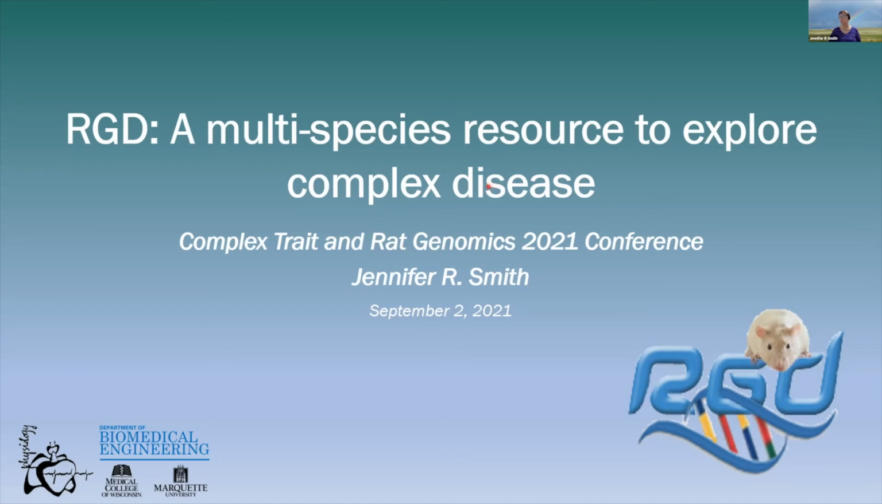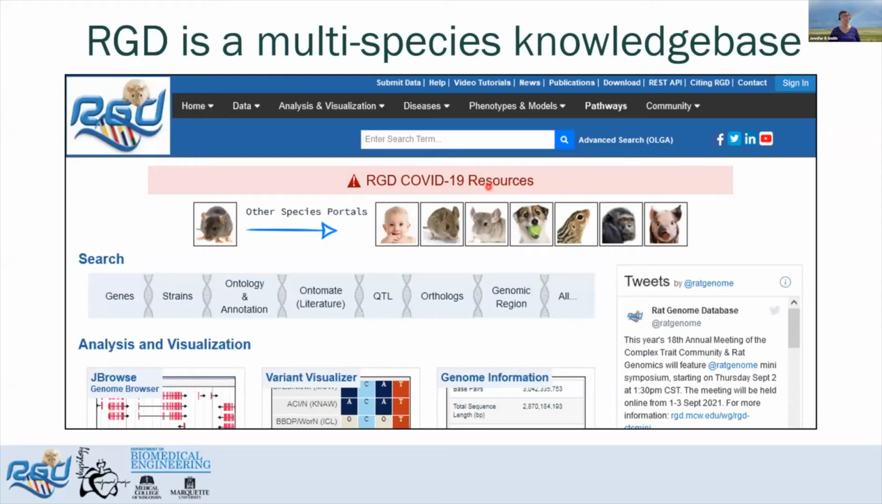So RGD has always been a comparative genomics platform almost from the beginning, because we started with rat, mouse, and human, but more recently we've expanded to include additional species that are used as models for human disease. So in general, this is the front page, and in general things on the RGD website, such as the tools, default to the rat, because after all, we are the Rat Genome Database.